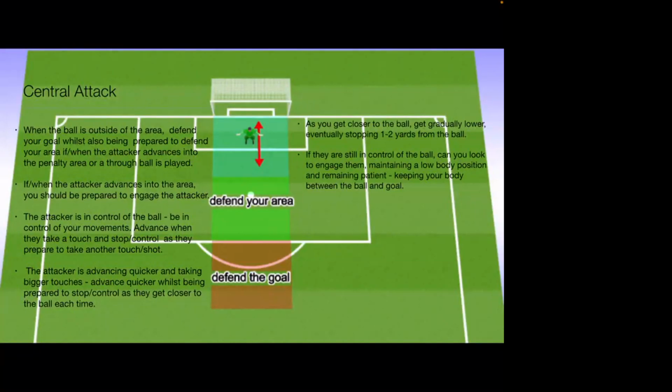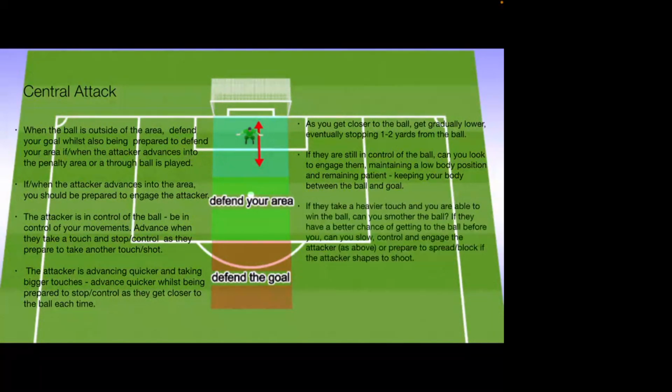If they're still in control of the ball, look to engage, maintain your low body position, remain patient. The longer you stand, the longer you have them in front of you, the more time your defenders have got and your teammates have got to recover, even to potentially make a challenge or to drop back and defend your goal for you.